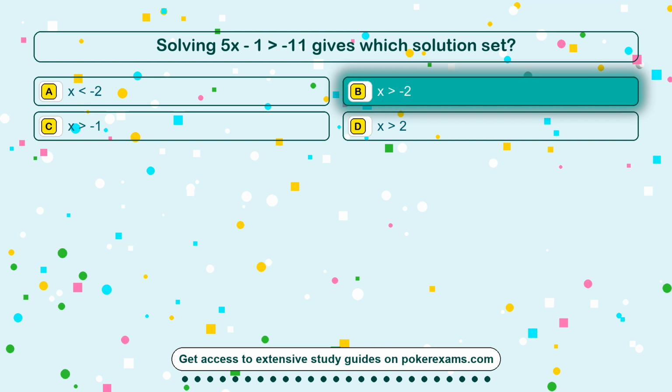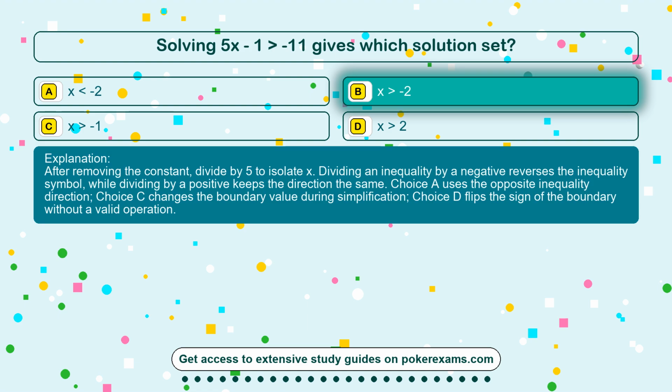The correct answer is option B, x equals 2. After removing the constant, divide by 5 to isolate x. Dividing an inequality by a negative reverses the inequality symbol, while dividing by a positive keeps the direction the same.